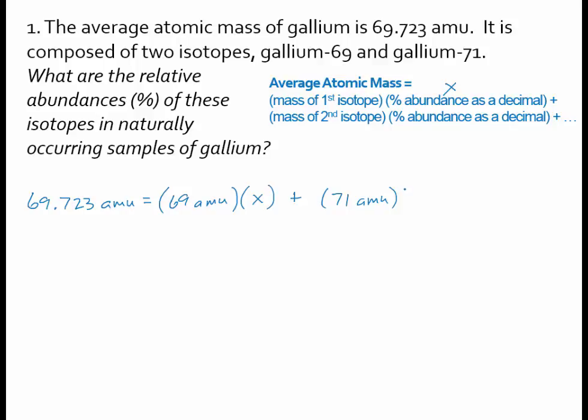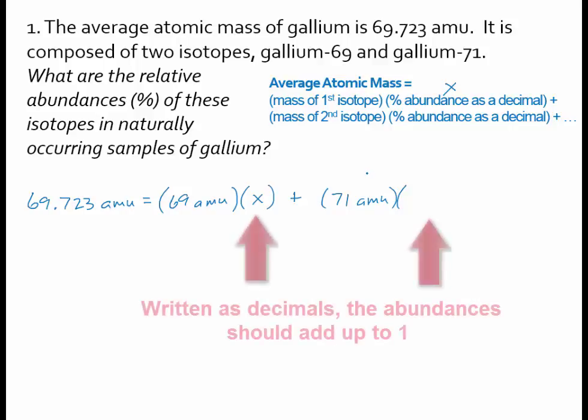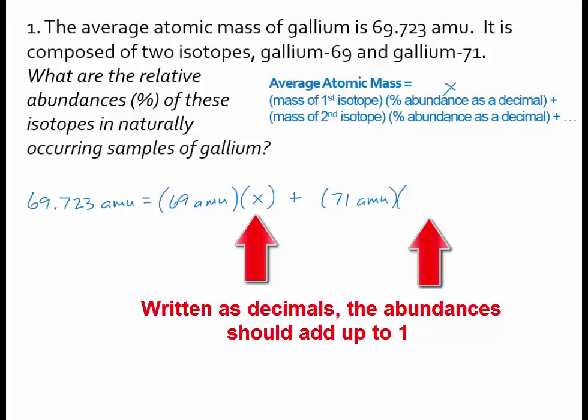Now, it would be pretty easy to call that one y or z or some other variable, but we know something else. We know that the percent abundances have to add up to 100% because these are the only two isotopes of gallium that there are. And so they need to add up to be 100%. Well, when we write percents as a decimal, they don't add up to 100, they add up to 1. In other words, percent abundance written as a decimal for my first isotope and percent abundance written as a decimal for my second isotope need to add up to 1.